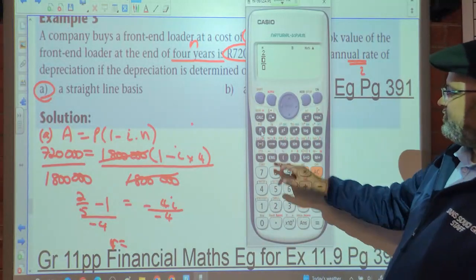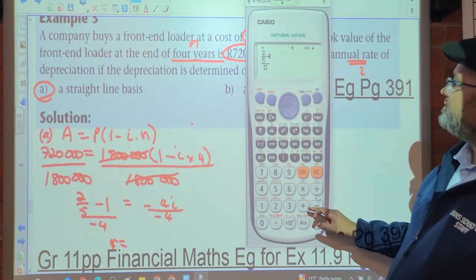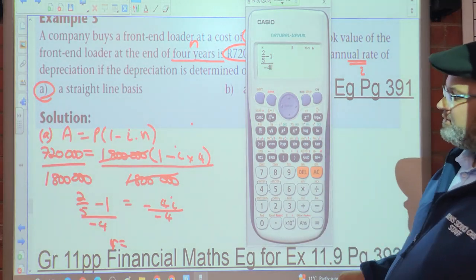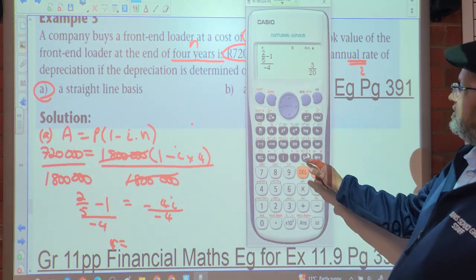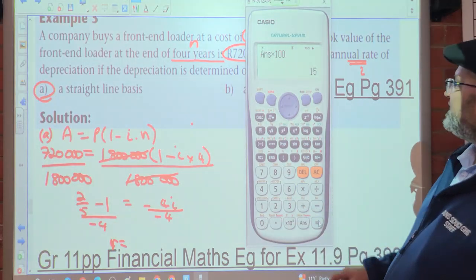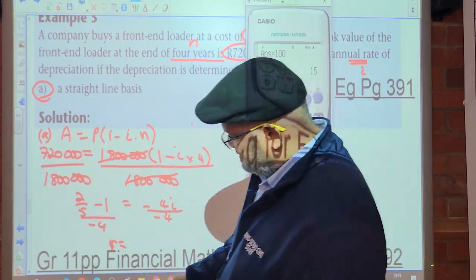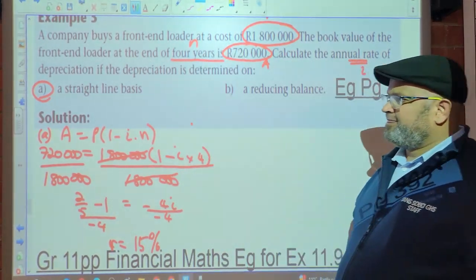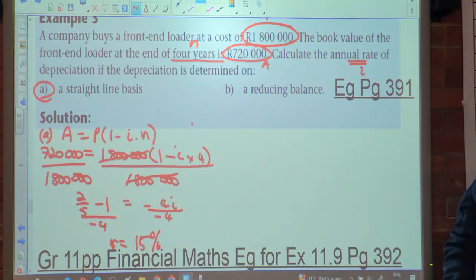Okay, so you got 2 over 5. Did anybody get the answer? What's the answer? 0.15. If I multiply it by 100, I get 15%. Okay. Do you guys understand?